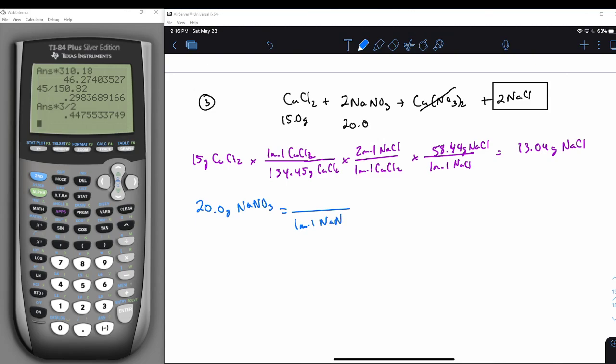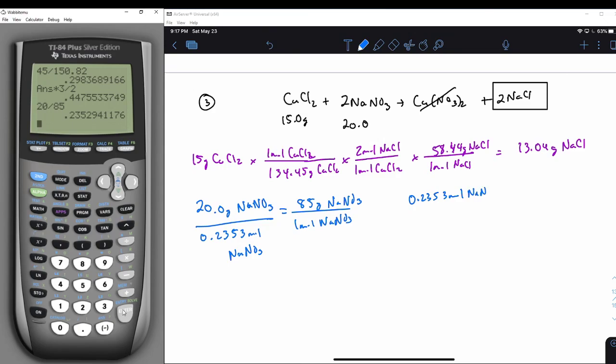1 mole of NaNO3 is the equivalent of 85 grams of NaNO3. So you get 20 divided by 85 gets you 0.2353 moles of NaNO3. So then you take that 0.2353 moles of NaNO3 and we convert. So 2 moles of NaNO3 makes 2 moles of NaCl. So it's the same amount, 0.2353 moles of NaCl.